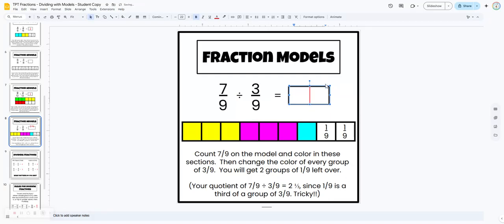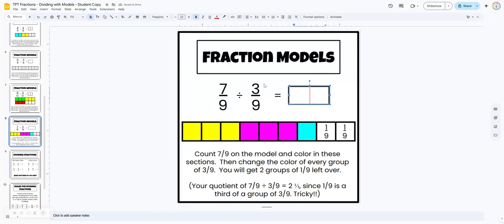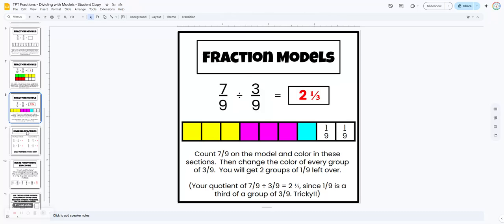Yeah, I'll have to fix that. Okay, 2 and 1/3. I think it was a different font. So 2 and 1/3. So that one's a little bit tricky. You want students to think about that one.